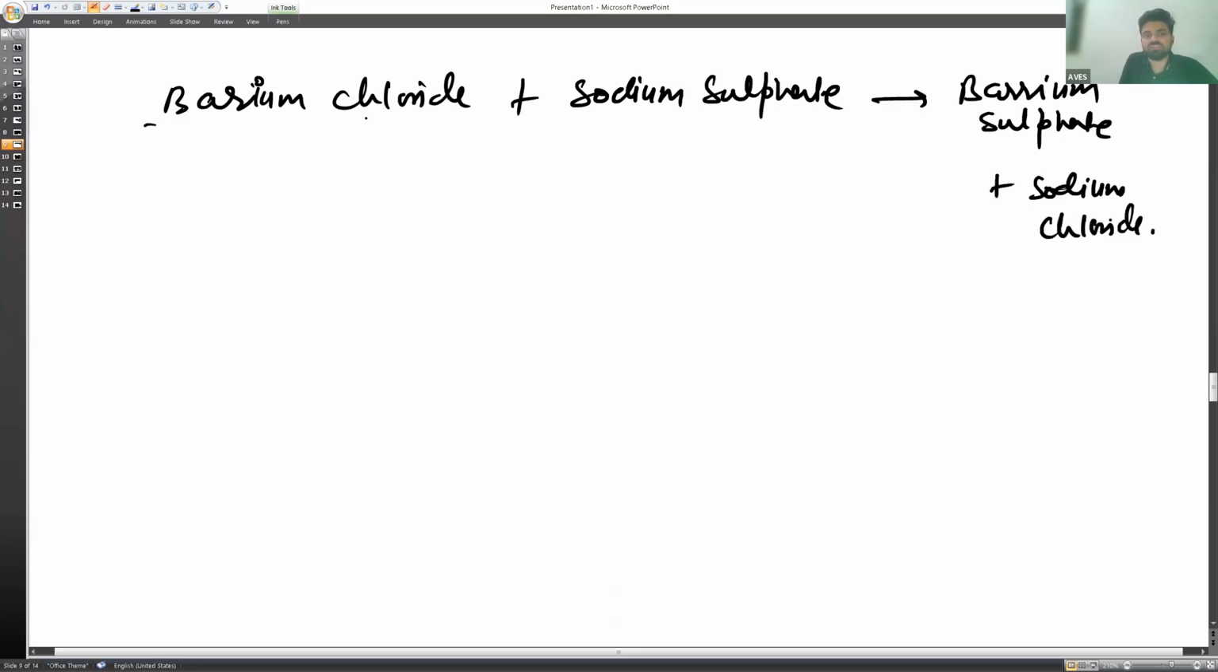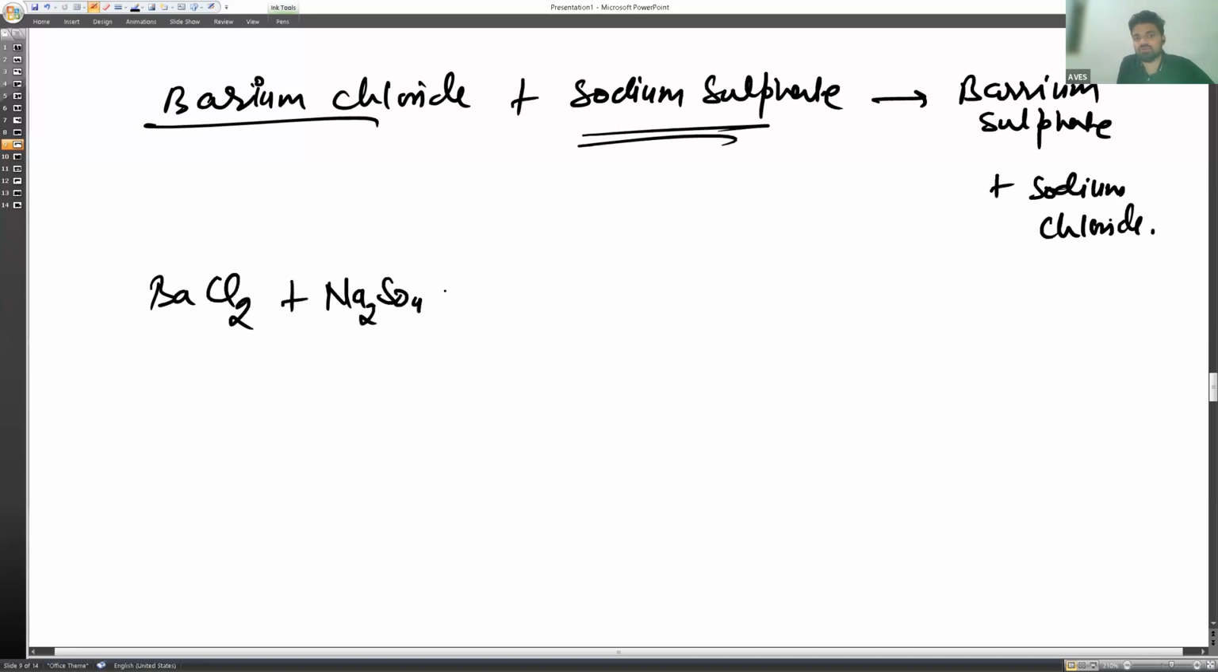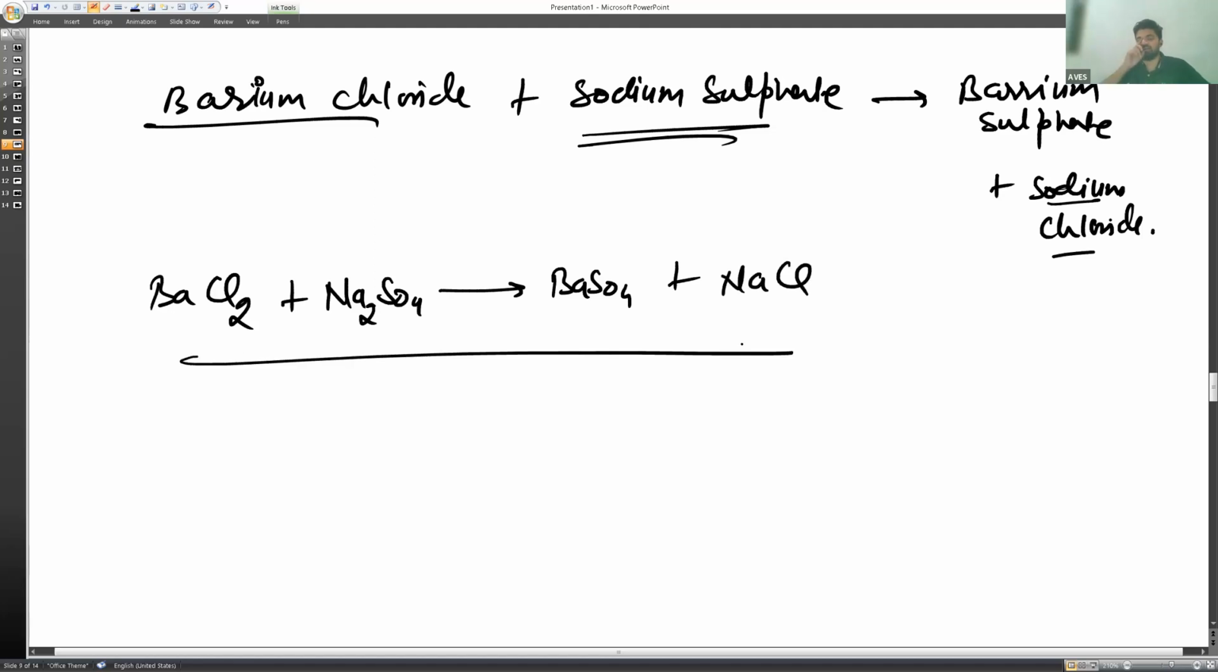So this type of equation will be given to you in the homework, and you have to write it in the proper way. Like barium chloride is BaCl2 plus sodium sulfate is Na2SO4, which gives you barium sulfate, formula BaSO4, plus sodium chloride, formula NaCl. So you have to write it this way. We'll check it in the next class. Thanks for joining.